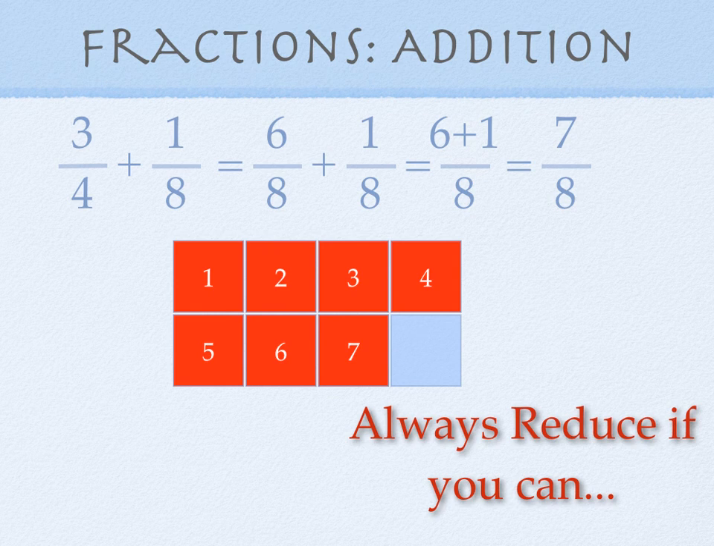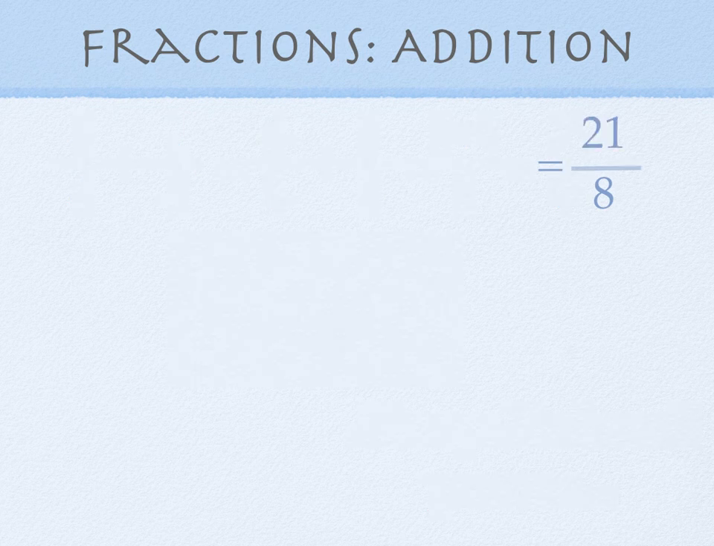Don't forget, we always reduce if you can, but sometimes you can't. This is a case where there's no number that can divide into 7 over 8 equally. Okay, so 7/8. Don't forget, convert denominators before you add. We never just add the denominators. It's not 3 plus 1 is 4 over 4 plus 8 is 12. That's not what adding fractions is all about.